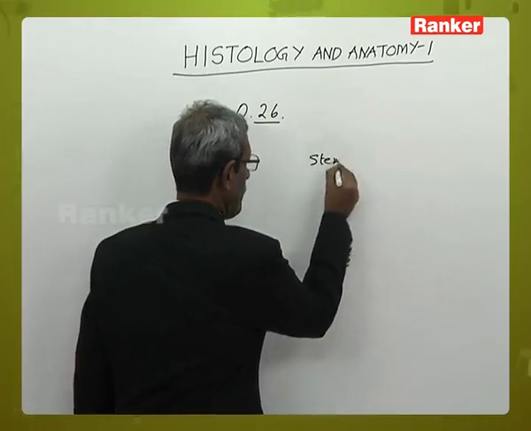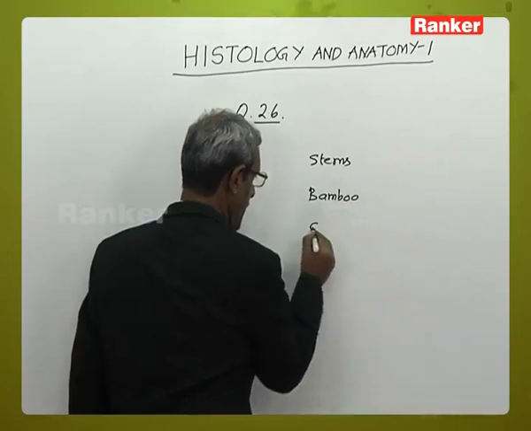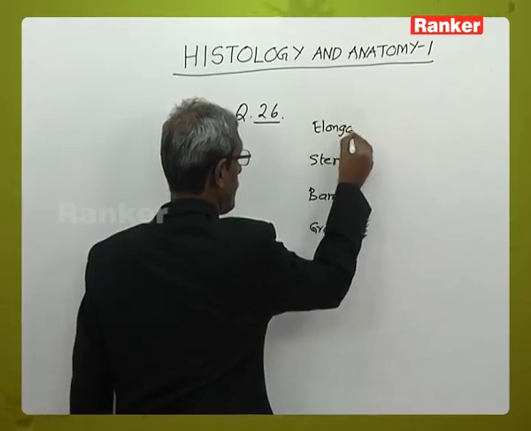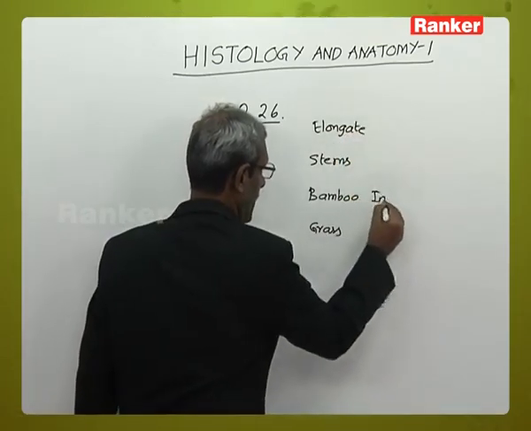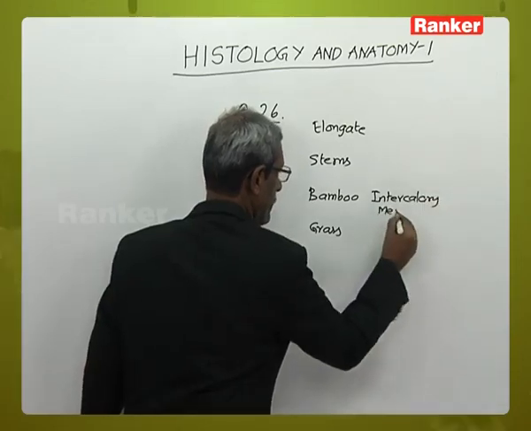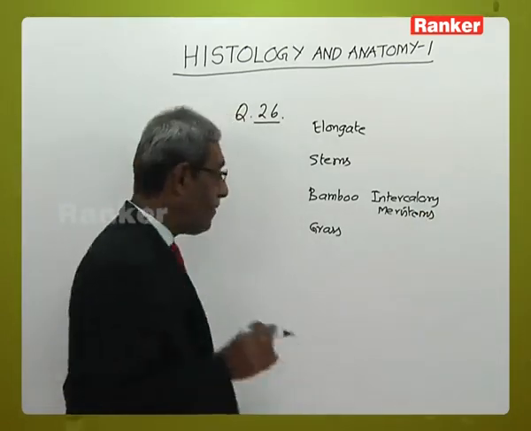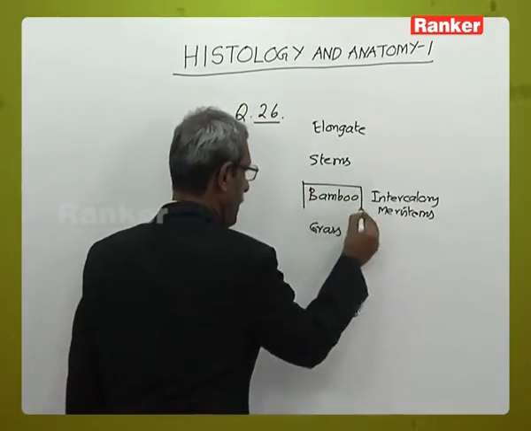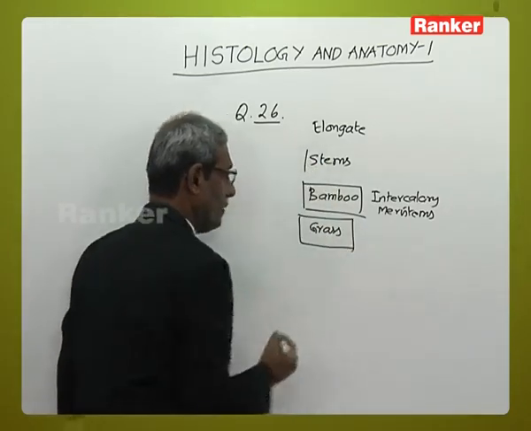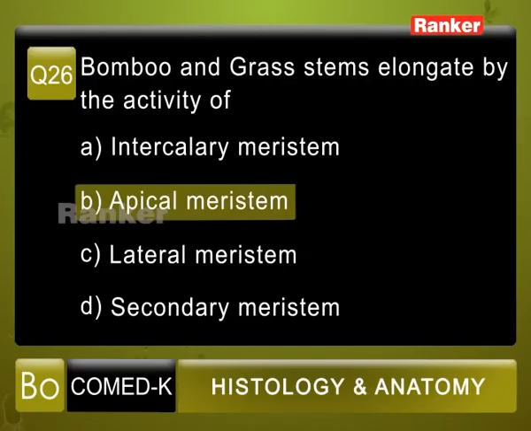Stems of bamboo and grass elongate by intercalary meristems. The intercalary meristems are very conspicuous in the bamboo tree as well as in the stems of grasses. This is very much evident. So, the answer is B.